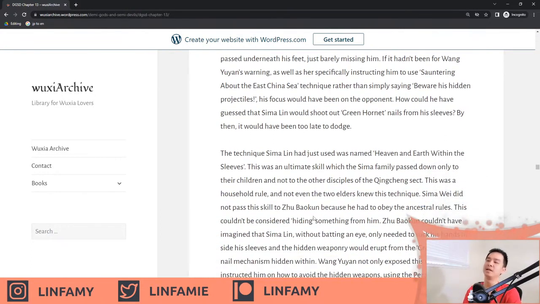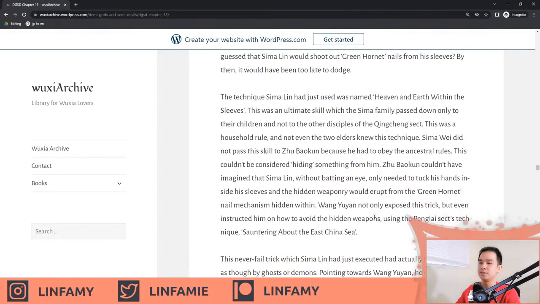The technique Sima Lin had just used was named Heaven and Earth Within the Sleeves. This was an ultimate skill which the Sima family passed down only to their children, and not to the other disciples of the Qincheng sect. This was a household rule, and not even the 2 elders knew this technique. Sima Wei did not pass this skill to Zhu Baokun because he had to obey the ancestral rules. This couldn't be considered hiding something from him.